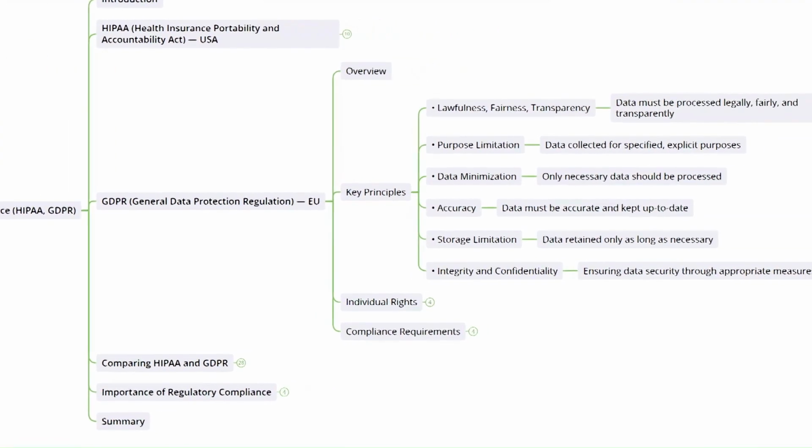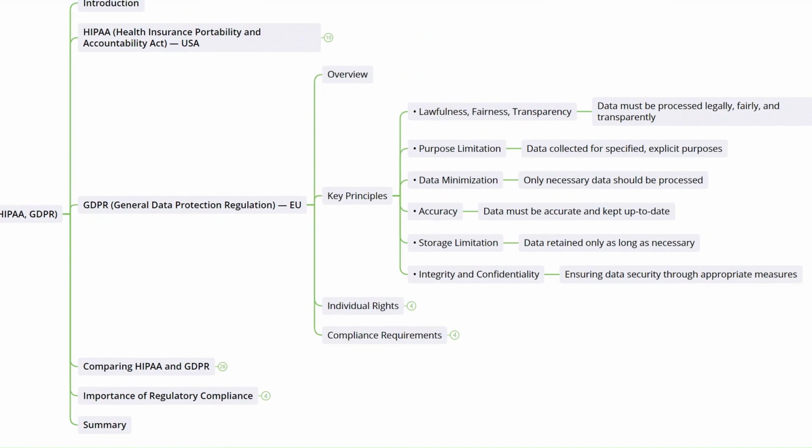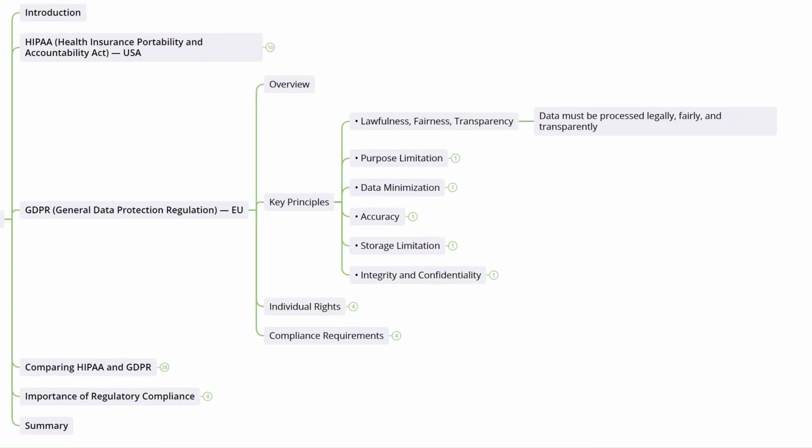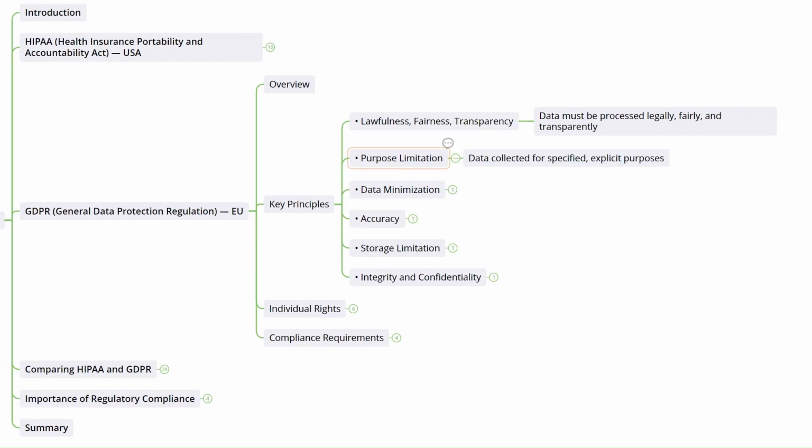Next, key principles. These include lawfulness, fairness, and transparency. Data must be processed legally, fairly, and transparently. Purpose limitation. Data collected for specified and explicit purposes.